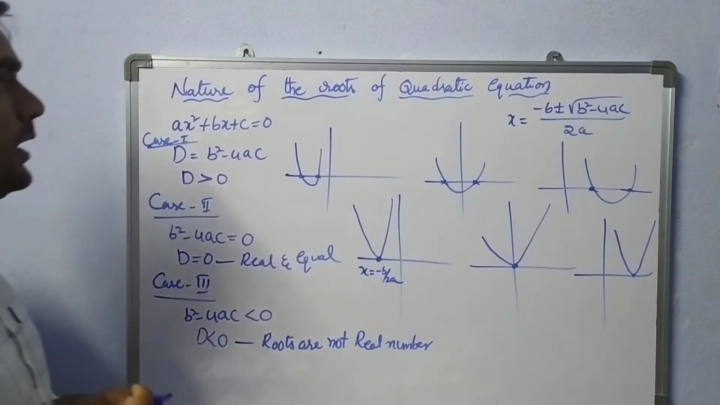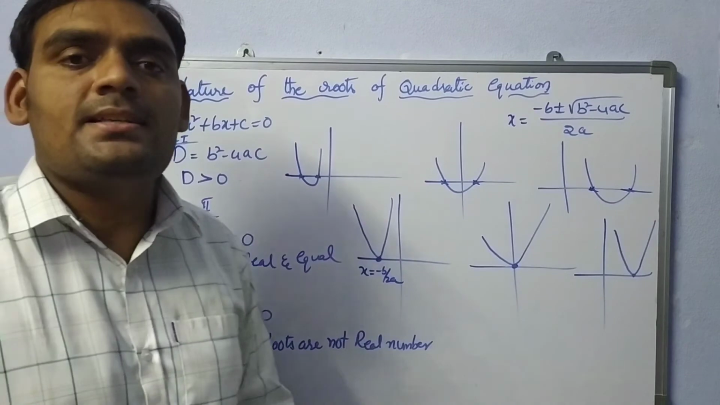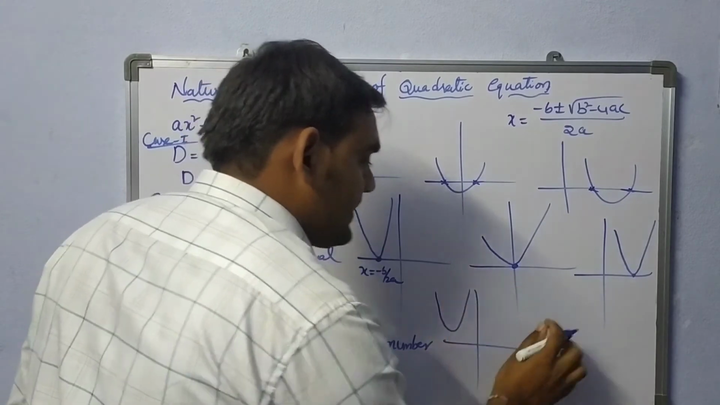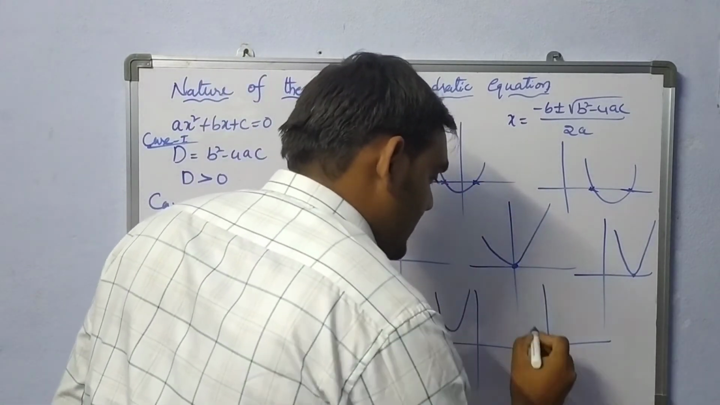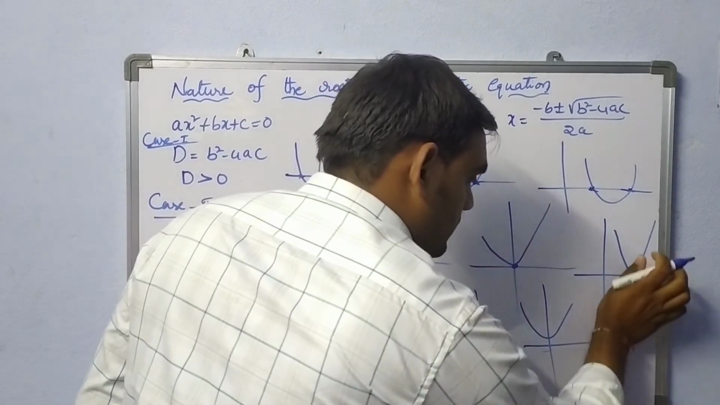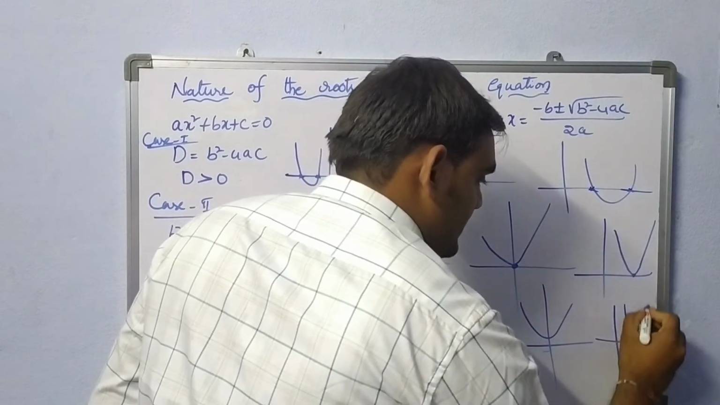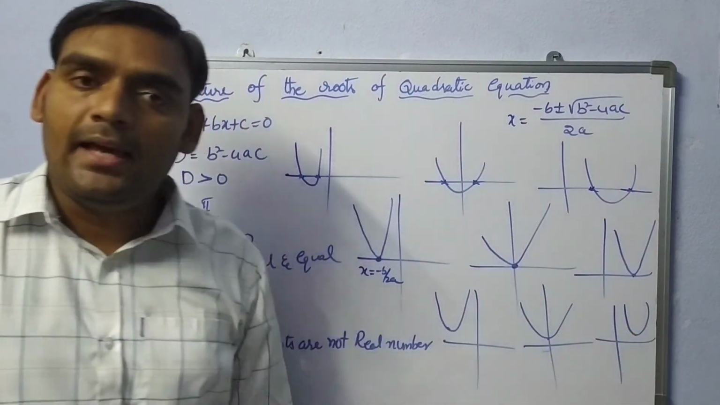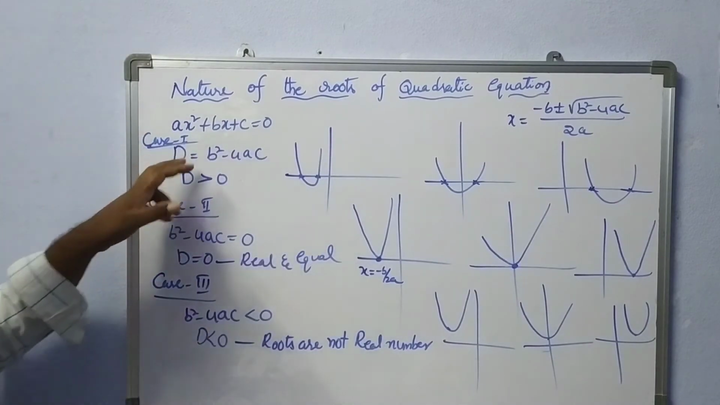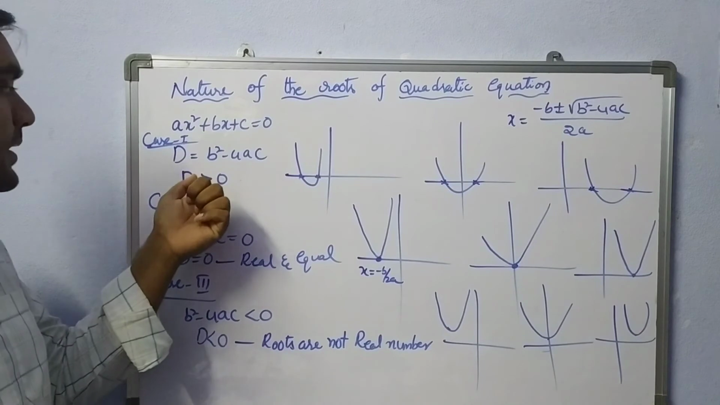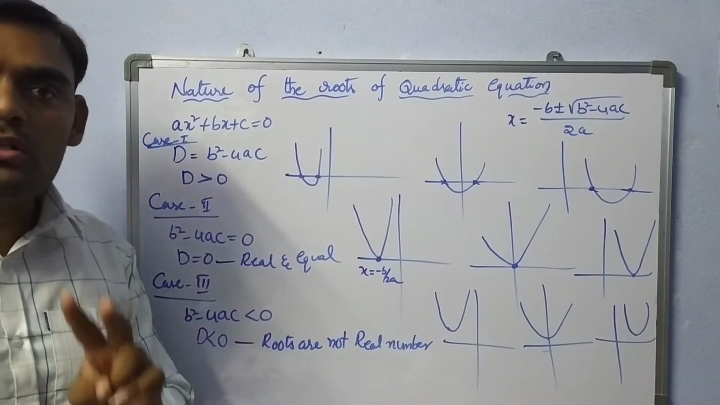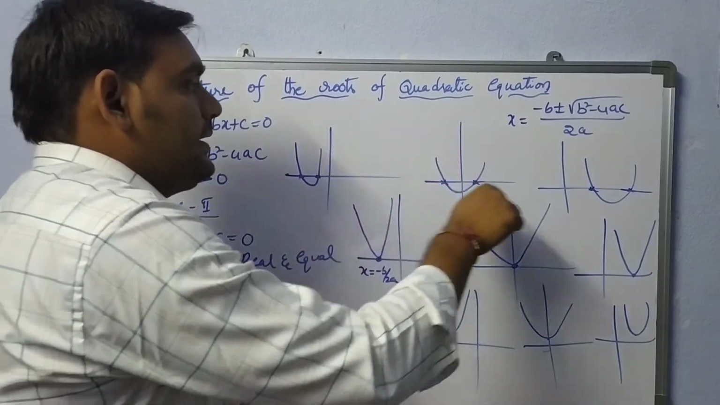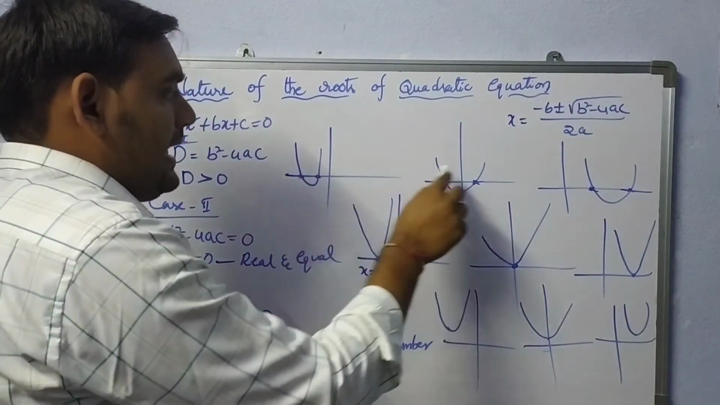So what about the graph of a quadratic equation when the discriminant is less than 0? You will get it like this. It won't touch the x-axis. This graph never intersects the x-axis. So when the discriminant D is greater than 0, it has two roots, real and distinct, and the graph will be like this.